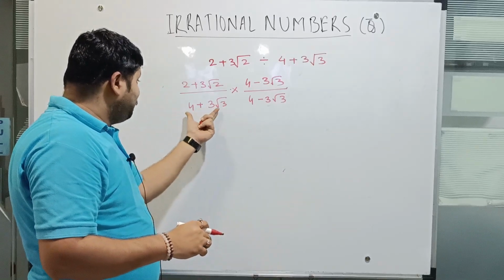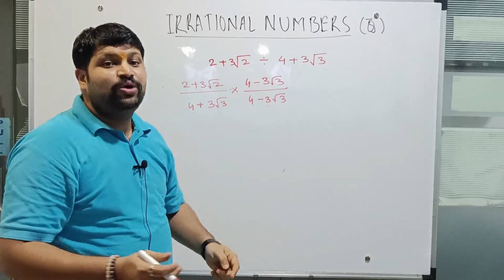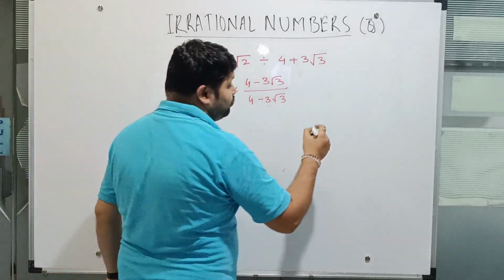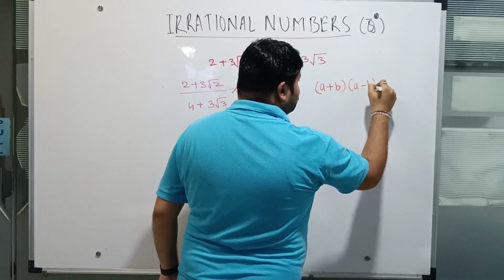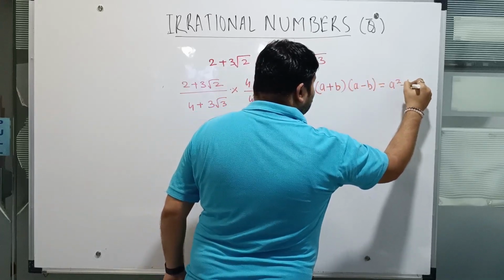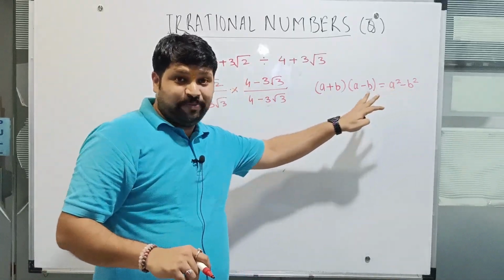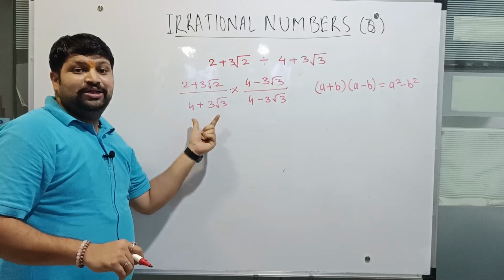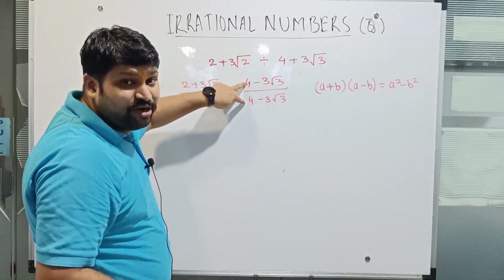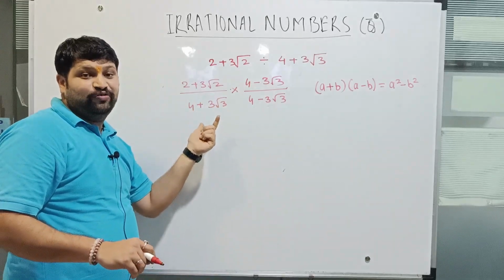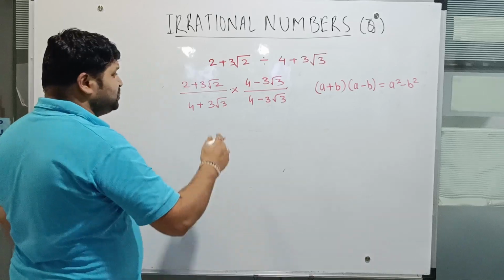How? Because then I'll have a plus b multiplied by a minus b, and it should be equal to a square minus b square. So we would be using this identity: a plus b multiplied by a minus b is equal to a square minus b square. Now you see both of them are in squares, which would absolutely remove the irrational part from it. And since we are multiplying it to both the numerator and the denominator, it is not actually going to change the value of my irrational number. So let us see how we can do it.